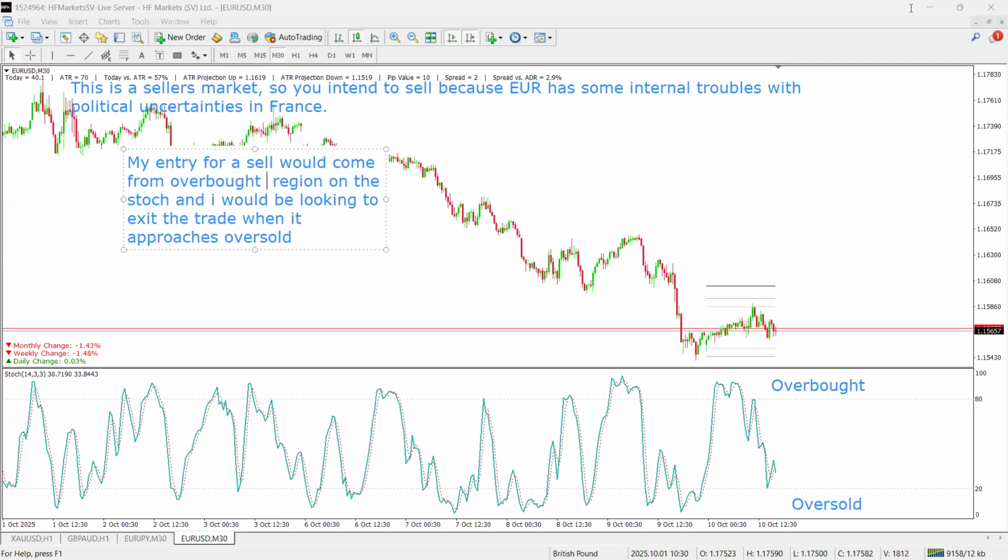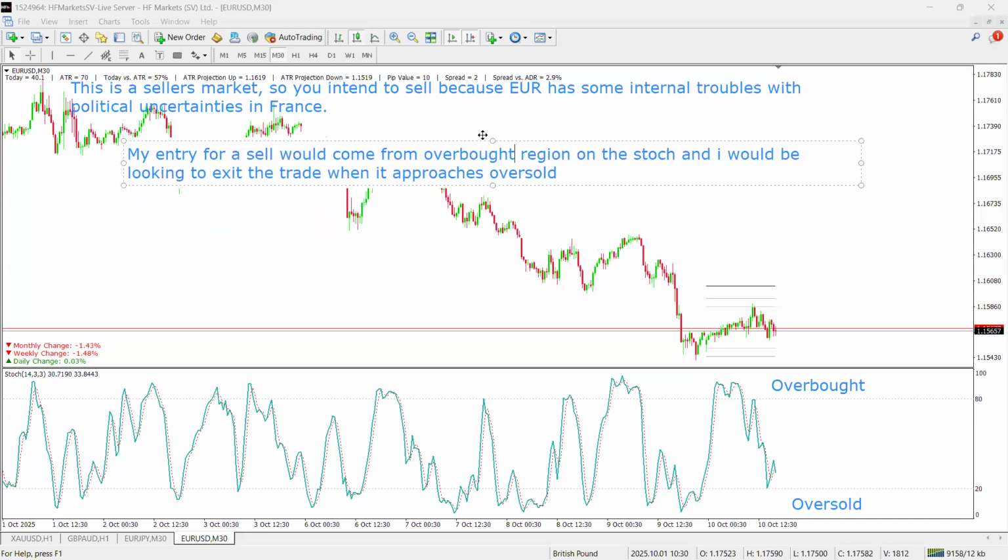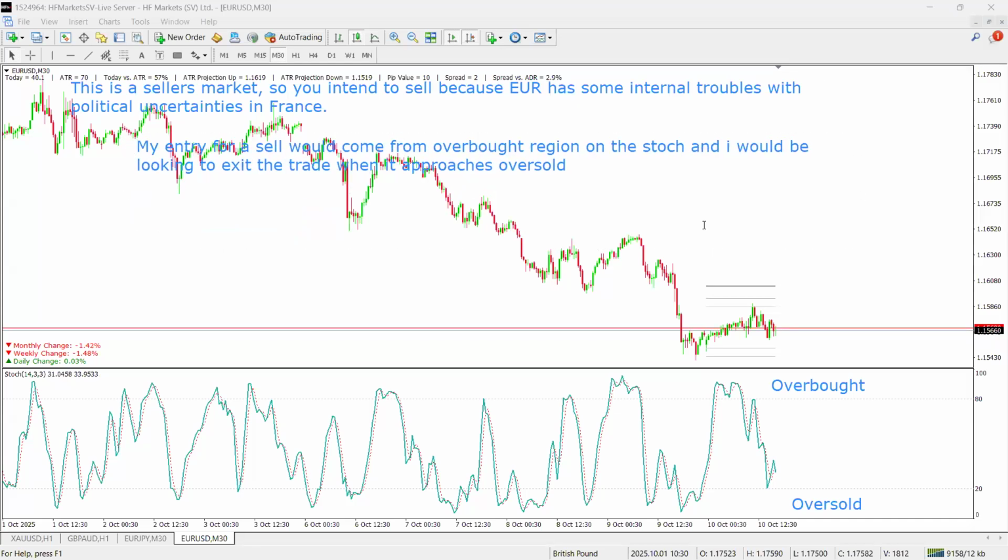That my entry for a sell, because I did not come here to buy. It's a different case if I did not know what I was going to do and I just needed the stock to tell me what to do. That one, you'll not be thinking it is overbought, oversold. You just say, since it's overbought, I will sell. Since it's oversold, I will buy. And that one, like I said, it's not efficient. But now that we already know what we want to do, I came here because I'm looking for opportunities to sell. Why? Because there's currently political uncertainty in France that is affecting the euro.